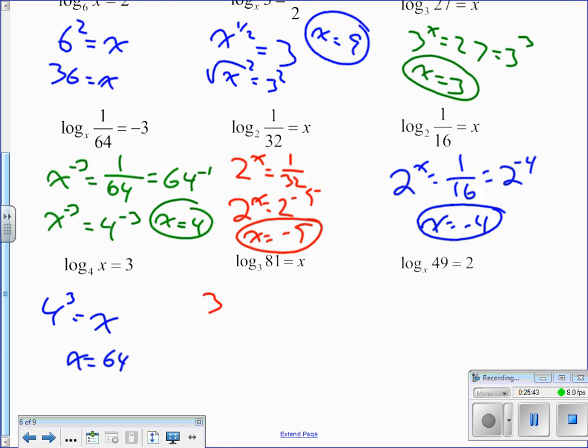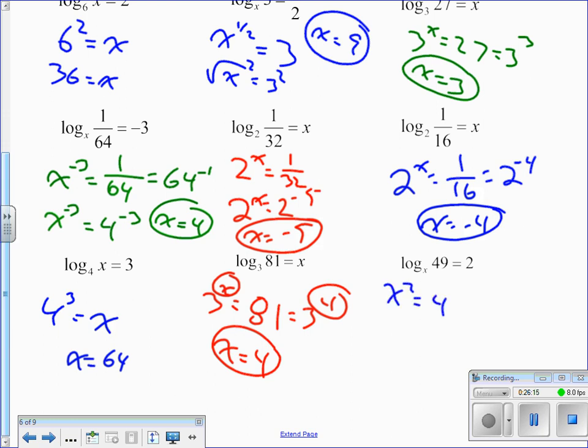3 to the x equals 81. Is 81 3 to some power? 3 to the 4th power. So that means x equals 4. 3 to the 4th equals 3 to the x. If the base is the same, the exponents are the same. The exponents are the same, the bases are the same. Okay. And then the last one, x squared equals 49. What squared equals 49? 7. X equals 7.